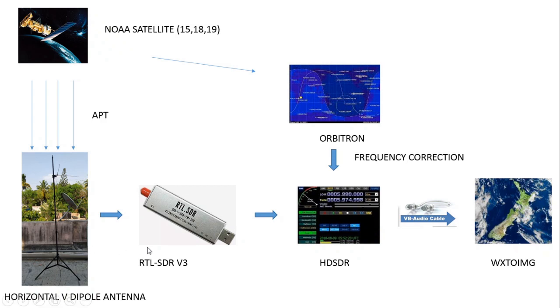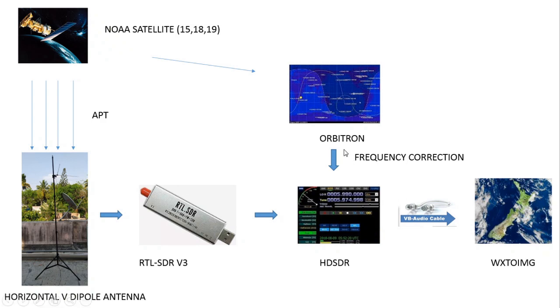The antenna is connected to an RTL-SDR dongle, which in turn is connected to a laptop via USB port. The first software that we are going to use is called HDSDR. It is a software-defined radio. The signals that are received in HDSDR are sent to another software called WXTOIMG via a virtual audio cable. The WXTOIMG software decodes the data received into a weather image.